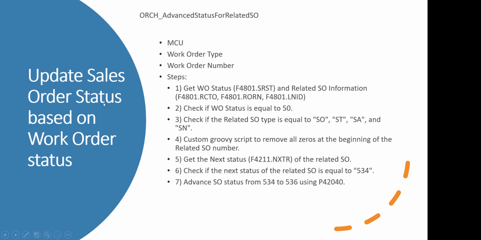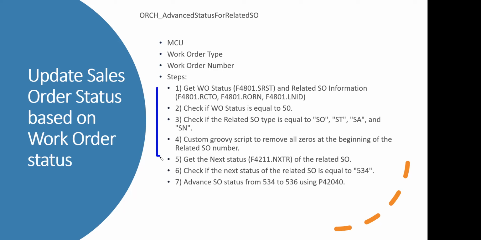It basically walks through, and this is kind of the logic behind the orchestration. It's going to get the work order status from the F4801 work order status, right? And then it gets the related sales order information. If the work order status is equal to 50, which means in this company's environment, the work order was completed. This obviously can work with any work order status or activity codes that you take advantage of. It checks if the related sales order type is equal to a sales order, a stock transfer, and it includes a custom Groovy script to remove all zeros at the beginning of the related sales order number.